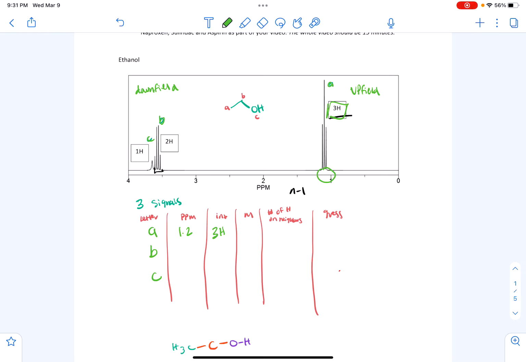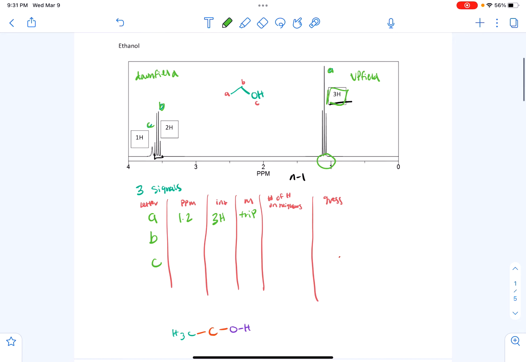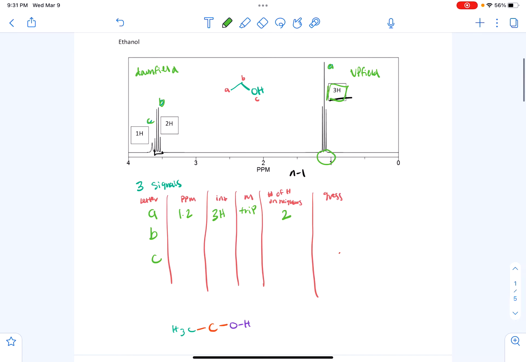Next is M for multiplicity. Multiplicity is how many peaks are in your one signal. For this one, this is a triplet, so I'm going to write trip for triplet. The number of hydrogens on the neighbors is given by the multiplicity minus 1, because the multiplicity is the number of hydrogens on the neighbor plus 1. So this is going to be 2 hydrogens on the neighbors. To make our guess, we're going to fill out the table, then go back to the guess to verify that.